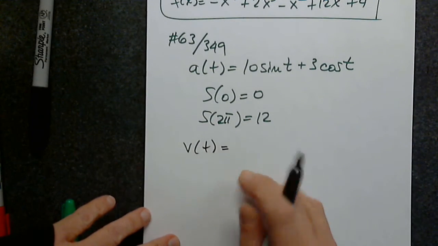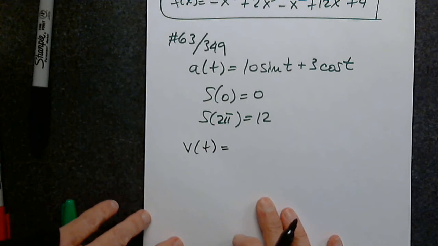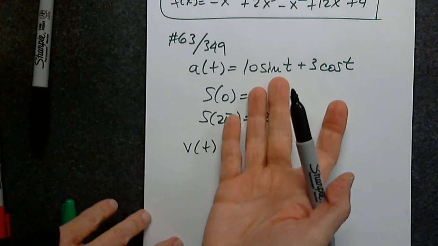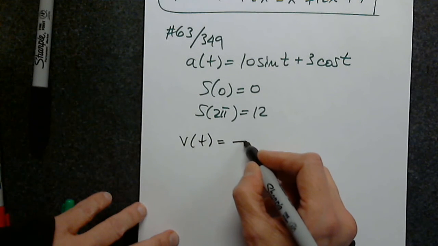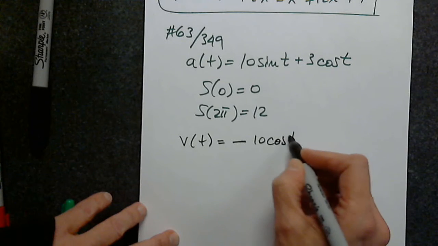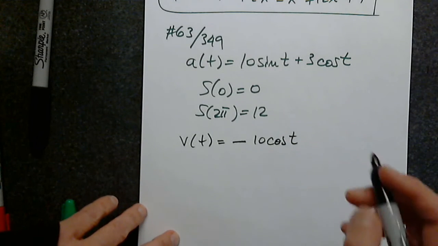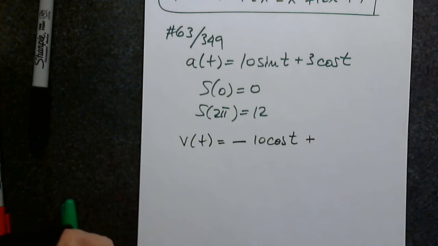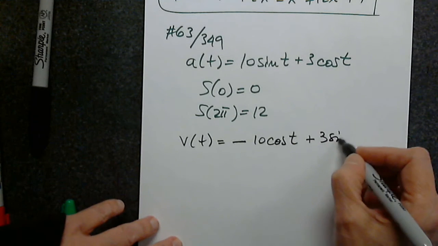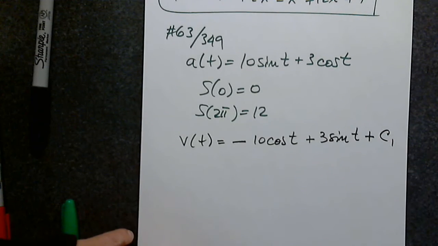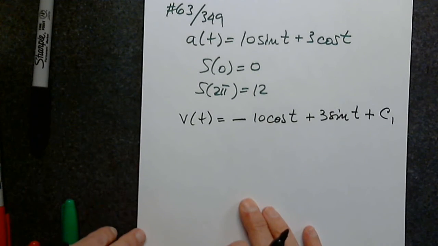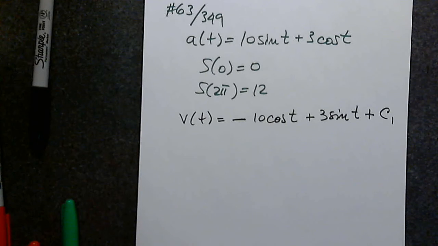So v of t equals, which function prime will be 10 sine t? Correct? And then plus C. I'm going to call it C1, or C and D, doesn't matter really, whatever you want. I don't have any information about the velocity, which means I have to continue.